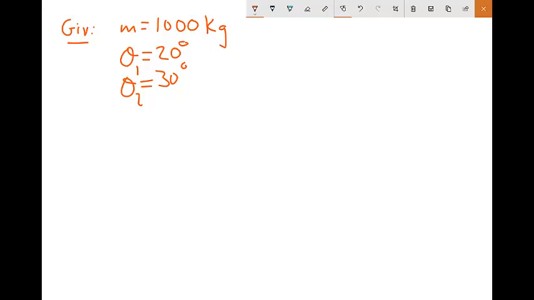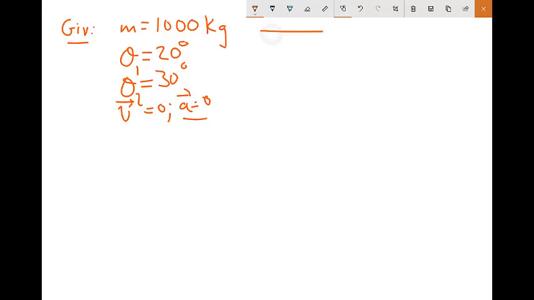The static situation means that the velocity is equal to zero and the acceleration is equal to zero. The important one really is that the acceleration is equal to zero, because that allows us to use Newton's second law in a particularly useful way. Let me redraw this so that we know what's going on here.